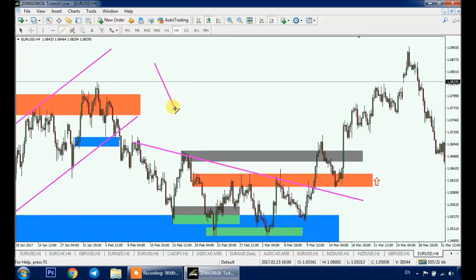The first type is a drop base rally, so it's a DBR, and we have a rally base rally, so RBR. These are the 2 types for the demand zone, and exactly the opposite for the supply zone. We have a drop base drop, so it's a DBD, and we have a rally base drop, so exactly like this one, RBD.